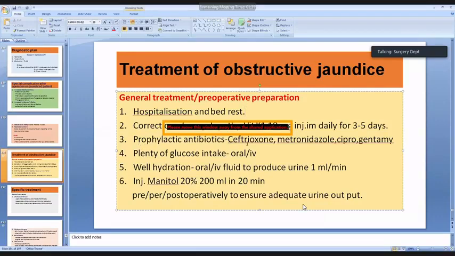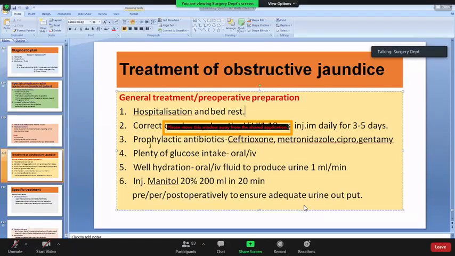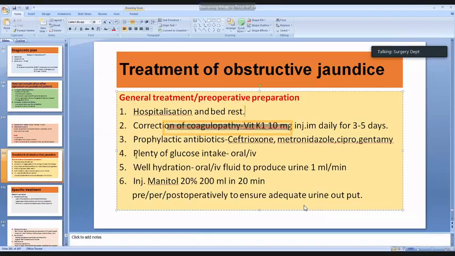Prophylactic antibiotic, ceftriaxone, metronidazole, or ciprofloxacin or gentamicin, so that we can destroy the gut-derived bacteria. The patient is advised to take plenty of water. If he or she cannot take, then we can give it through intravenous route. So well hydration, oral or IV fluid, should be done in such a way that there is urine output more than 1 ml per minute.